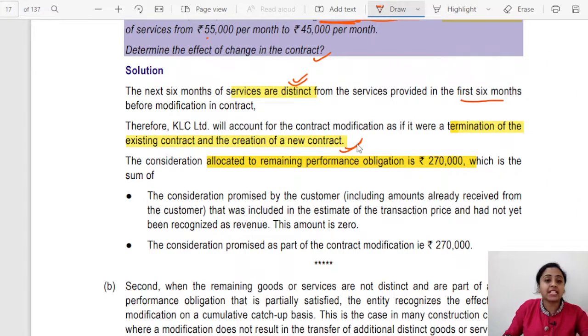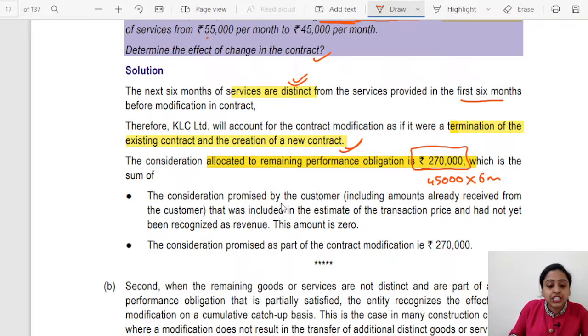Okay, as if earlier it was of 1 year. Now, on completion of 6 months, it will be considered as if the existing contract has been stopped, has been cancelled, and now a new contract has been created at a new standalone price, that is 45,000. Thus, the consideration allocated to remaining performance should be 2,70,000. How come? 45,000 into 6 months.